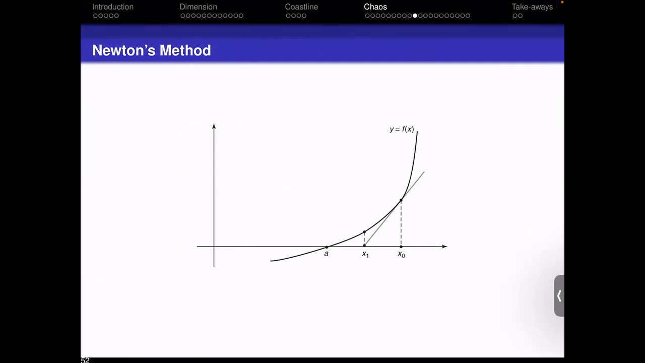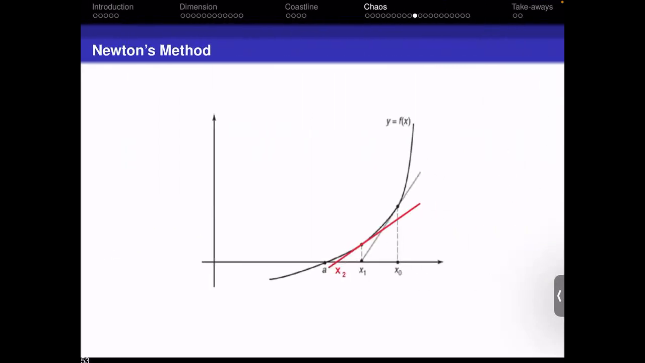Lather, rinse, repeat. I do it again, and I now calculate the tangent line at x1, and I see where it hits, and I'll call that point x2. And I keep playing the game, and the hope is that this will do a great job of approximating where the root is, that it will converge quickly. Which do you think is going to do a better job, divide and conquer or Newton's method? Now, I've shown you the data for divide and conquer. I have not shown you the data for Newton's method.